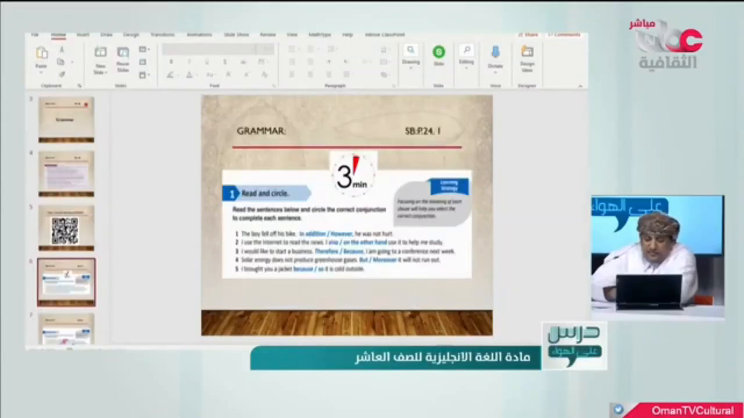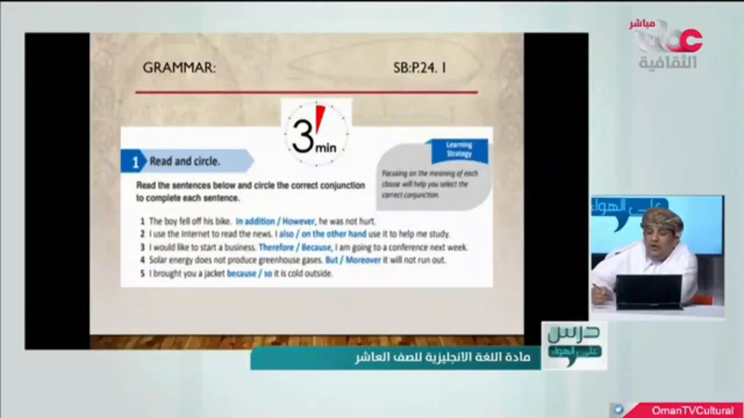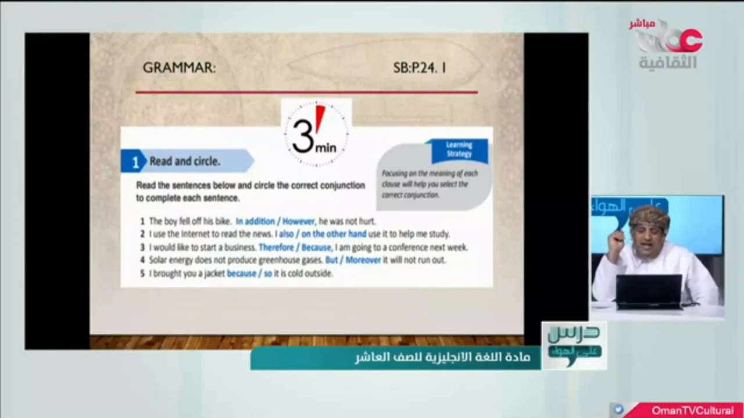Okay. Now I want you to open your class book or skills book, page number 24. Now I will give you 3 minutes to complete this task. The task said, read the sentence below and circle the correct conjunctions. You should choose one conjunction in each sentence to complete each sentence. I want you to read the sentence and complete it with the correct conjunctions.